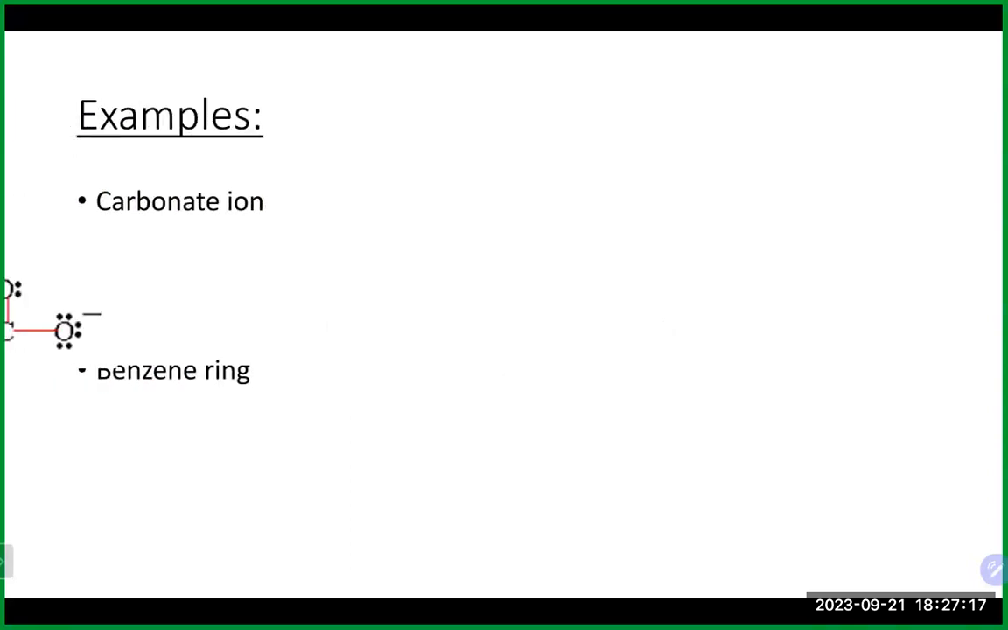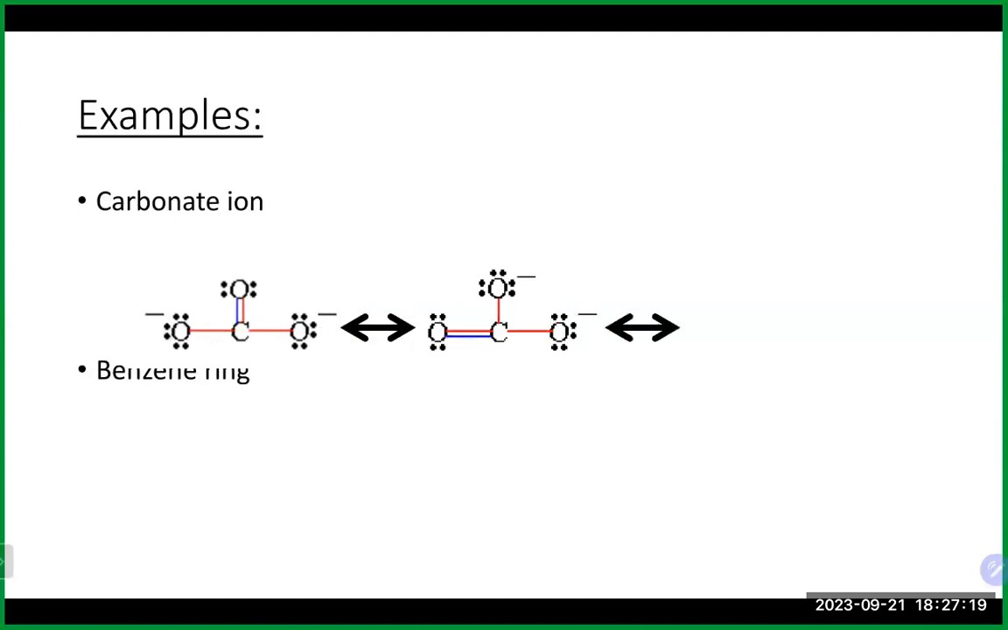Here is our carbonate example, I think, that we did before. The charges on there are the formal charges, by the way. And again, we could have that electron up on top, double bonding to the left or to the right.